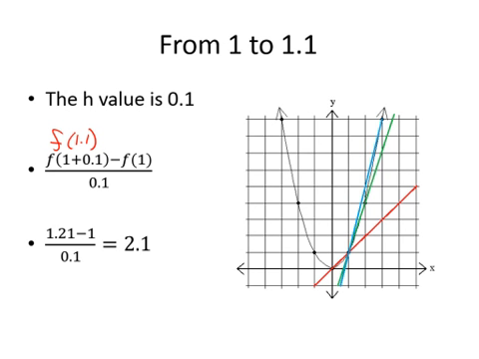Now, could we do it again? Yes, we could go 1 to 1.01 to 1.001 and so on and so forth. We can get smaller and smaller and smaller. Now, if we wanted the exact slope, we'd keep going and we'd try to find that.